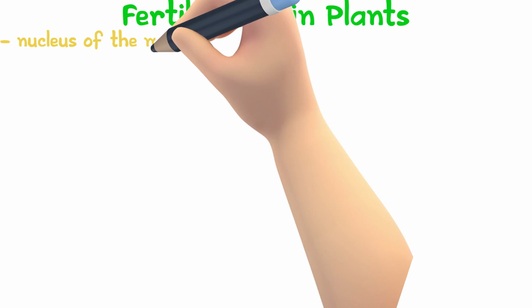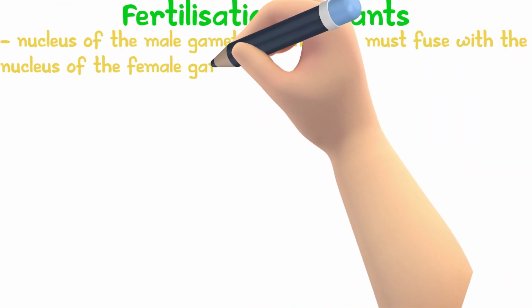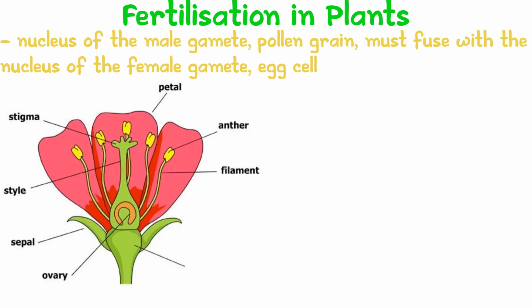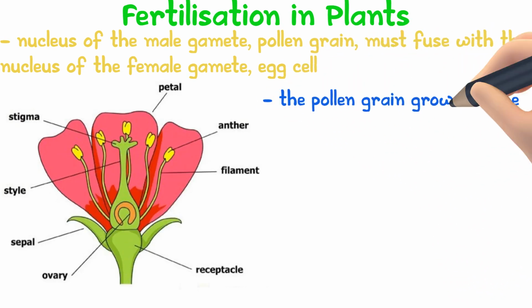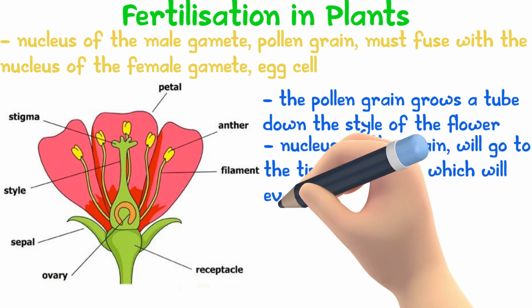For fertilization to take place, the nucleus of the male gamete, the pollen grain, must fuse with the nucleus of the female gamete, the egg cell. So for this to happen, once the pollen lands on the stigma, the grain grows a tube down the style of the flower. The nucleus of the male gamete moves to the tip of the tube, which finally will reach the egg cell.